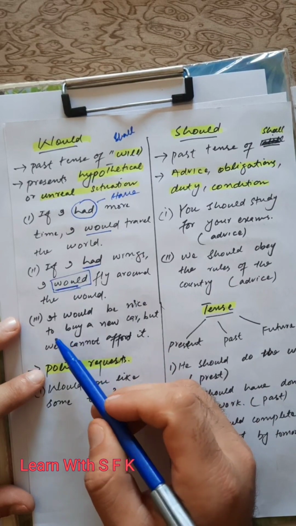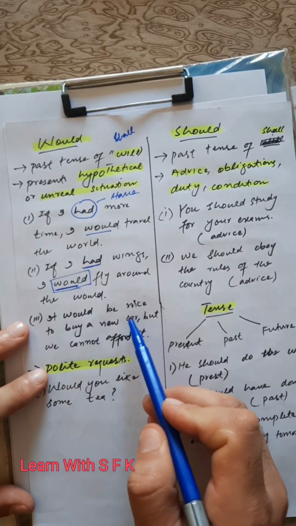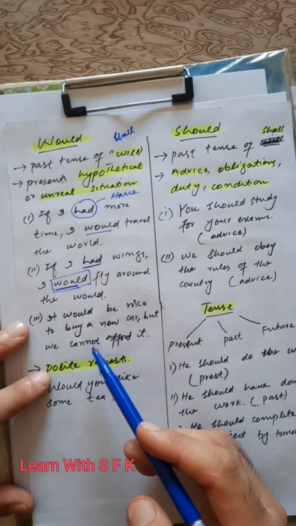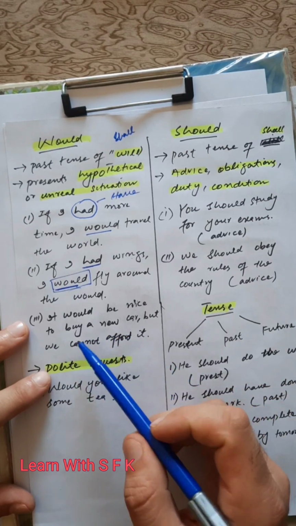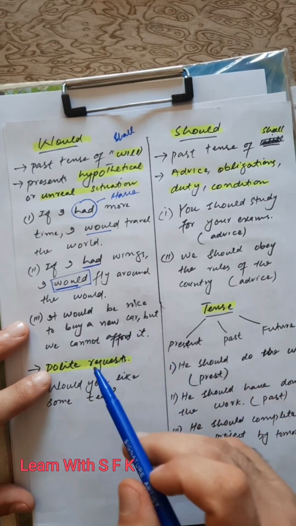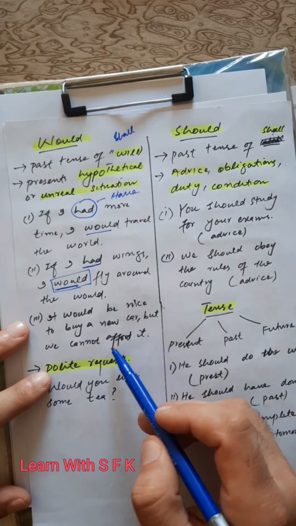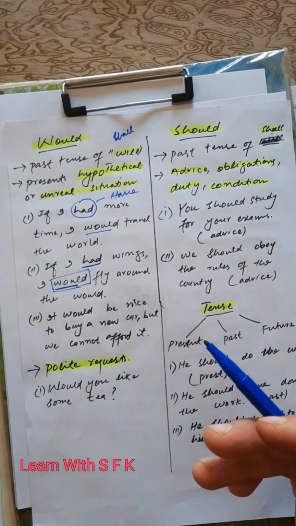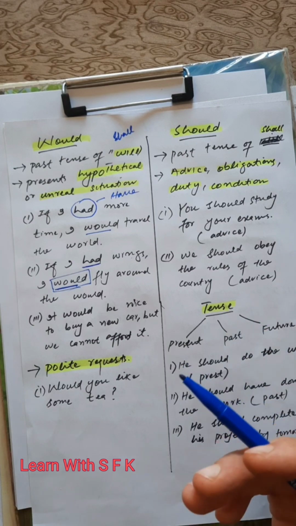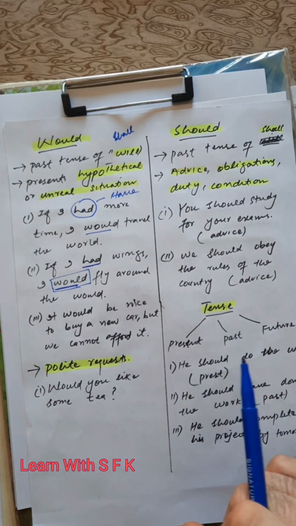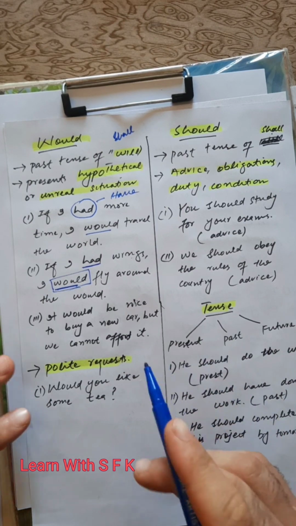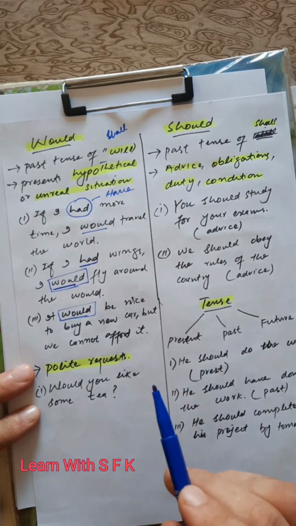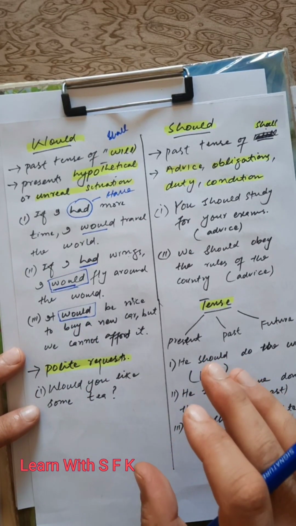Next example: It would be nice to buy a new car, but we cannot afford it. यानी कि हम ये कहना चाह रहे हैं कि ये एक उम्दा बात होती कि हम एक नया कार ख़रीदते, लेकिन हम इसको अफोर्ड नहीं कर सकते। यानी आप एक अनरियल सिचुएशन के बारे में बात कर रहे हैं, हाइपोथेटिकल सिनेरियो क्रिएट कर रहे हैं। तो इसीलिए यहाँ पे आप would यूज़ करेंगे। You have to use would.